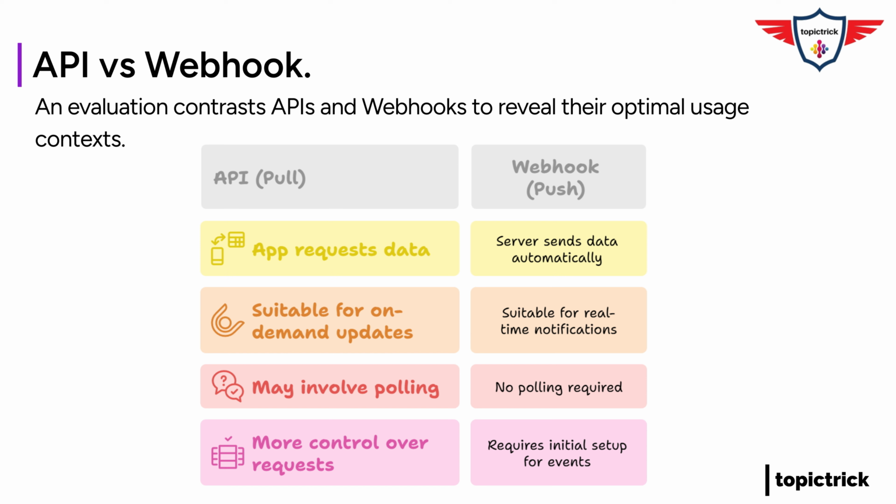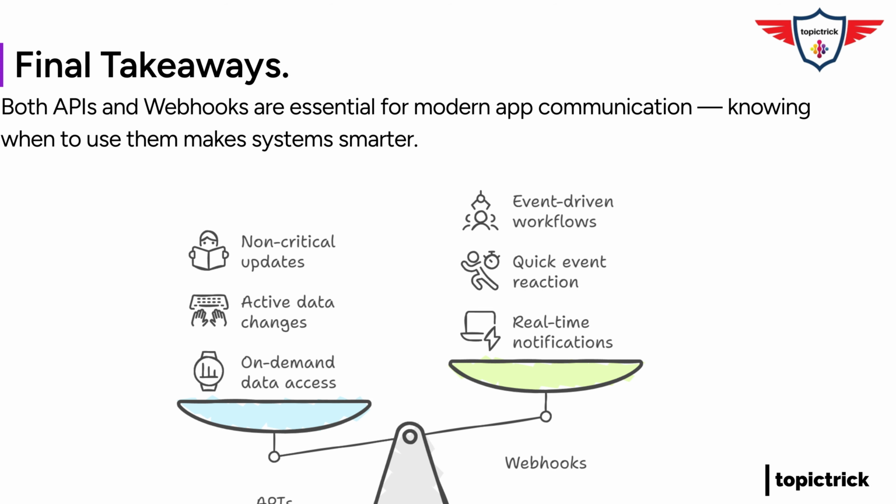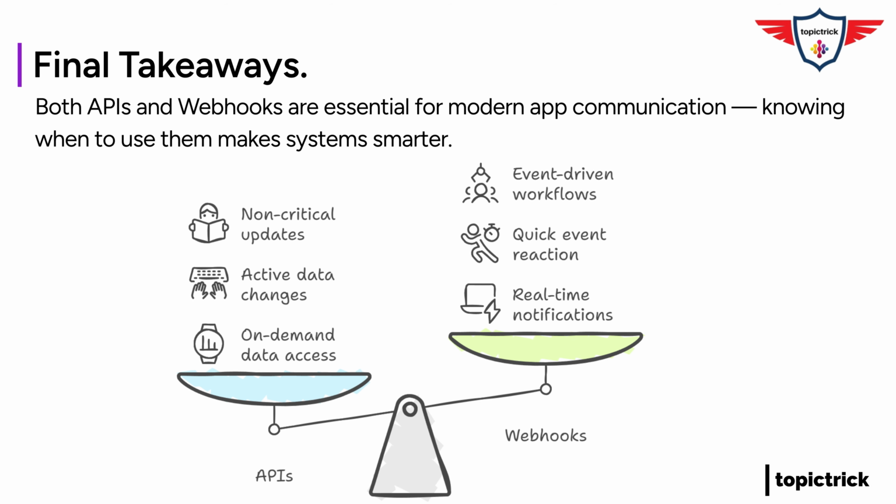Okay, that makes sense. So we've got a good handle on the core differences, but when do you actually choose one over the other? Let's start with APIs. When are they the best choice? Well, if your application needs to get specific data on demand, APIs are the way to go. Like when you search for something on Google, you're sending an API request to their servers, and they send back the search results.